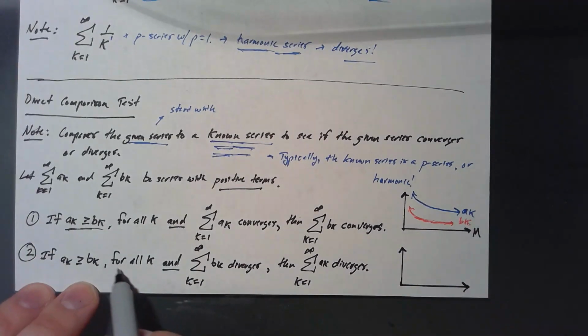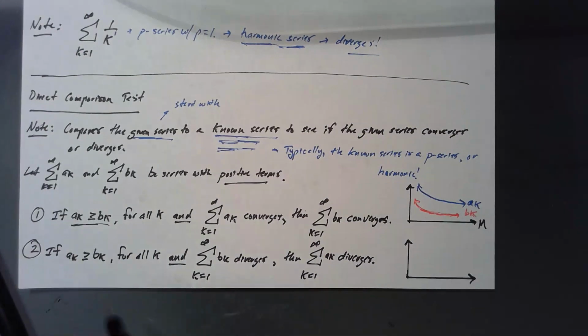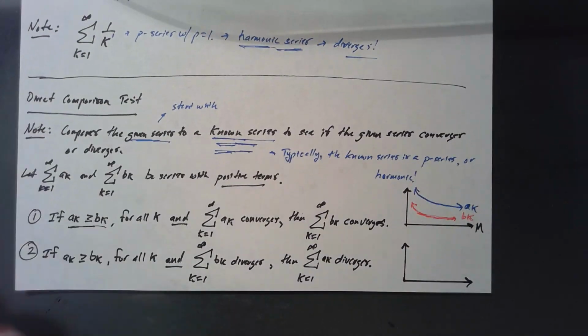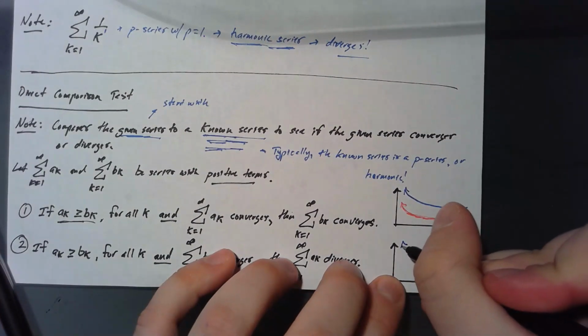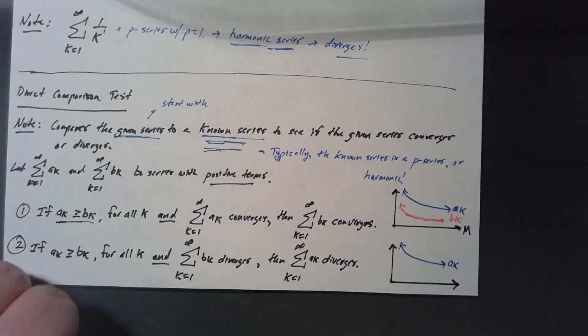And if I draw the graph of condition 2 over here, this inequality is still the same. Here's a of k. Here's b of k.